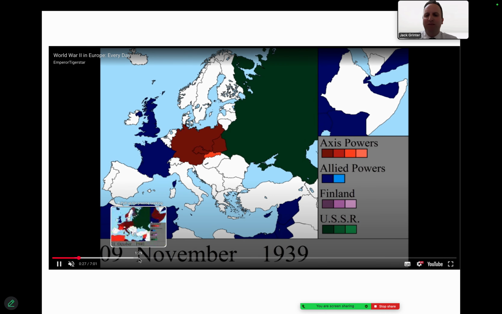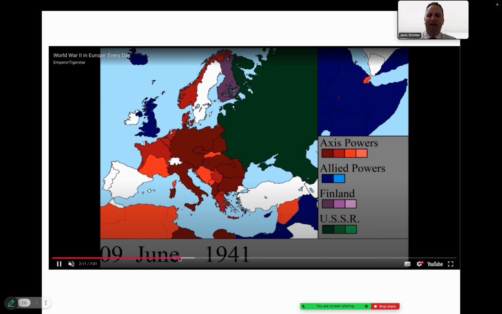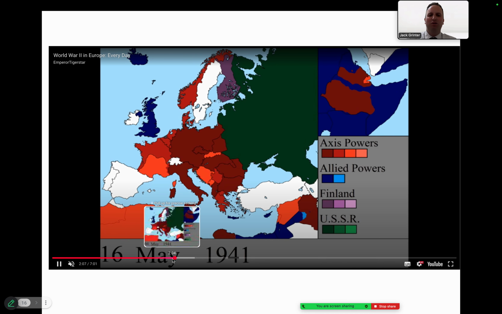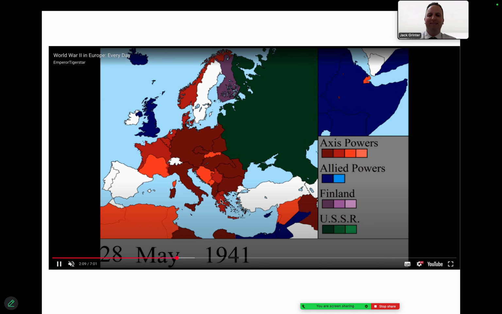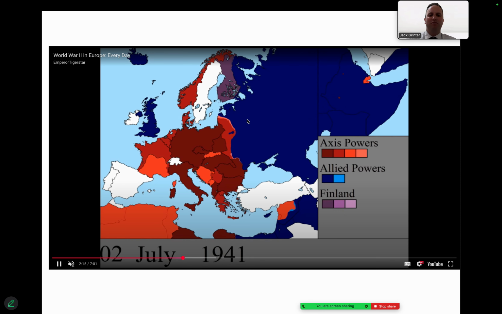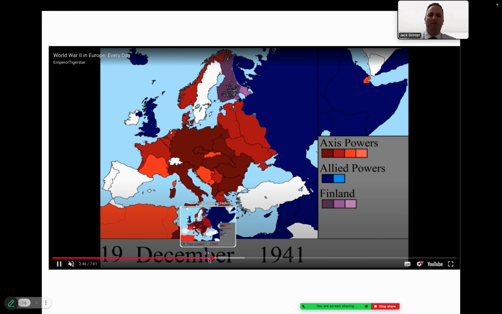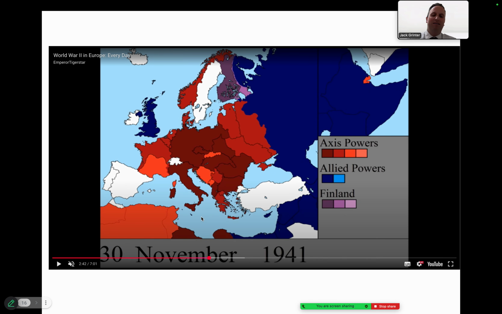Fast forward 2 years to 1941, we see two new powers enter World War II. Germany decides to invade the Soviet Union, and then it won't be on this map, but in December of 1941, Japan attacks the USA at Pearl Harbor, which brings the United States into the war.